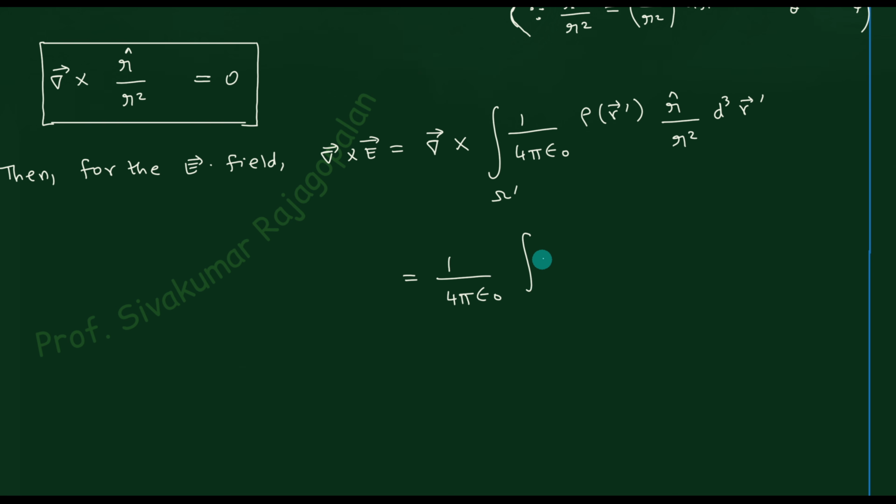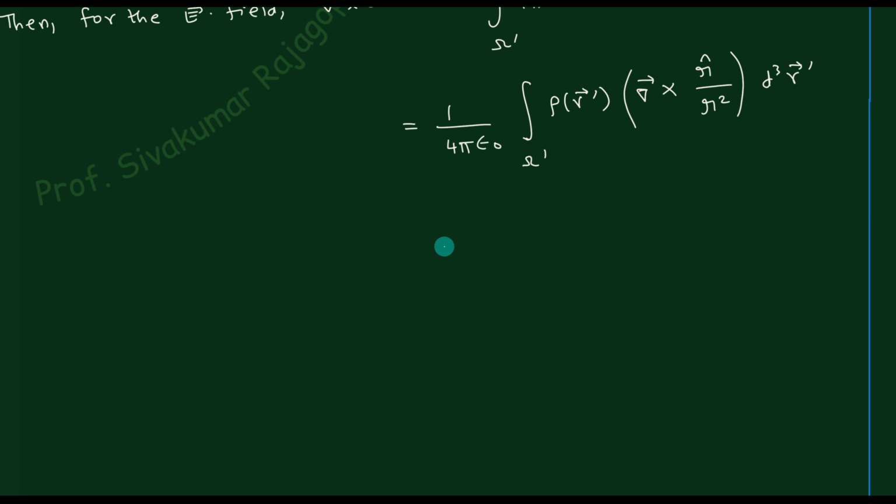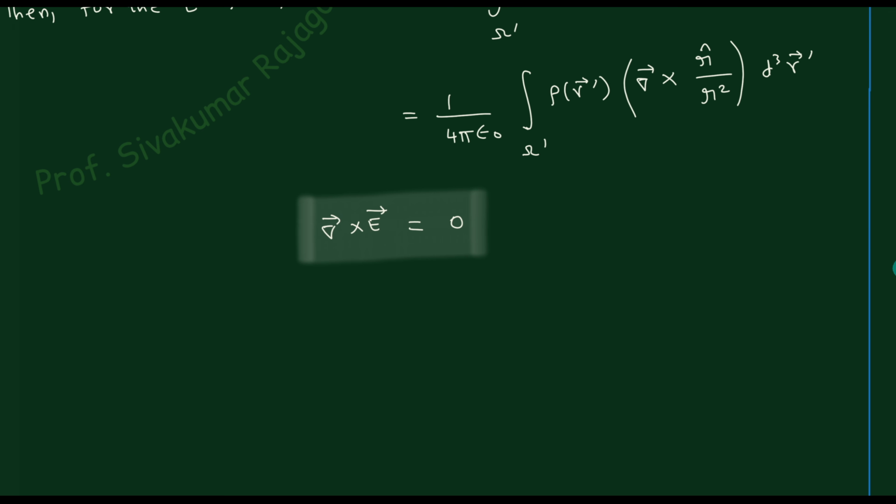Explanation is clear, so I'll finish writing. So that's it. That is the result. So I will put a box or highlight that. So we got the result for the curl also.